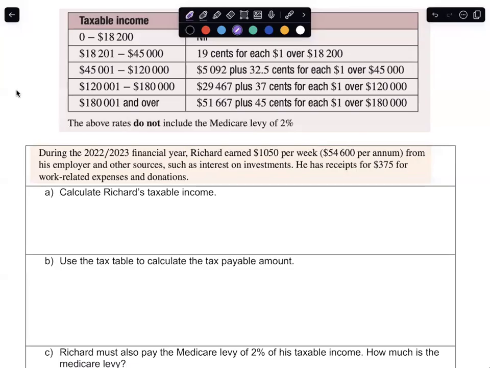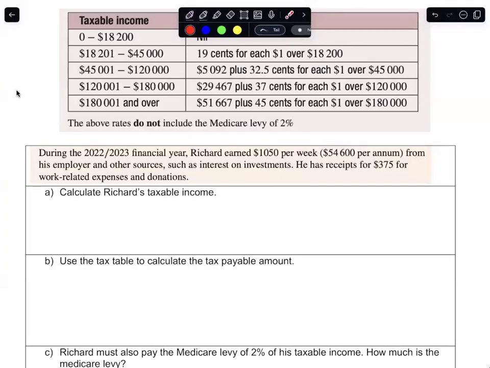First things first, let's understand what's happening on the page in front of us. We have a tax table up here, which is going to be really useful for us. These tax tables usually come in later on in the question after we've calculated what's known as our taxable income. Here we have a little bit of a question, so I'm going to suggest that we focus on calculating that first. It says during the 2022 to 2023 financial year, Richard earns $1,050 per week or $54,600 per annum from his employer and other sources.